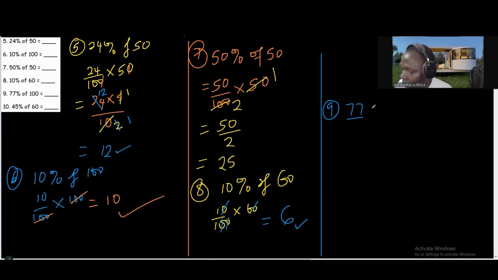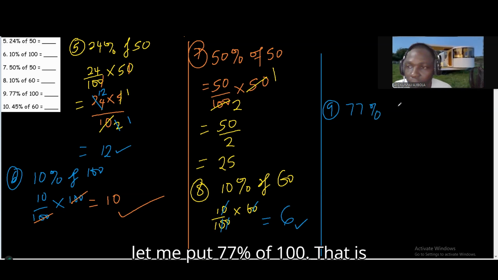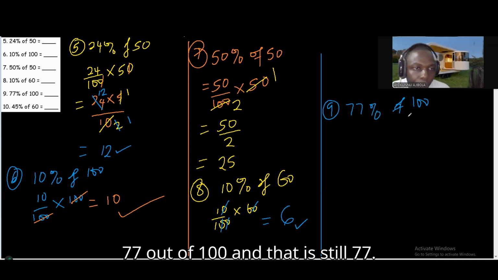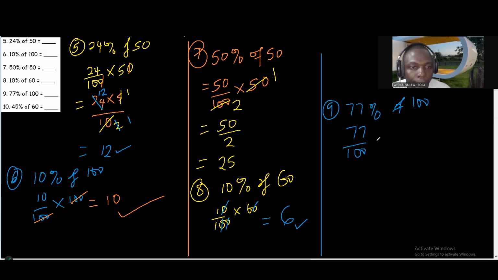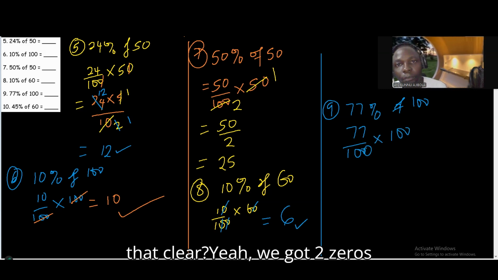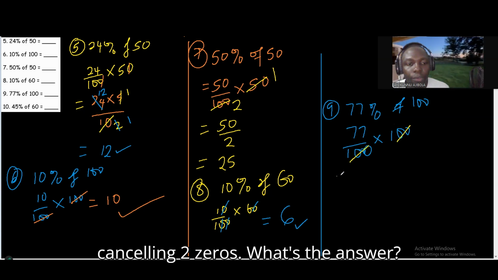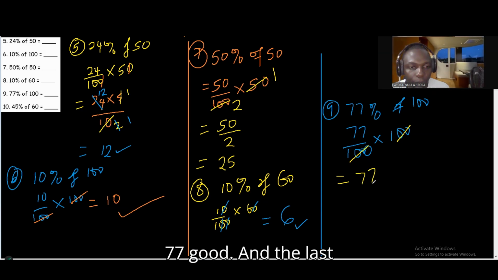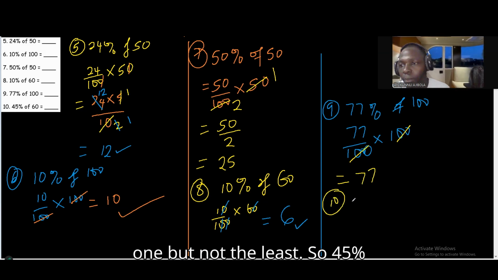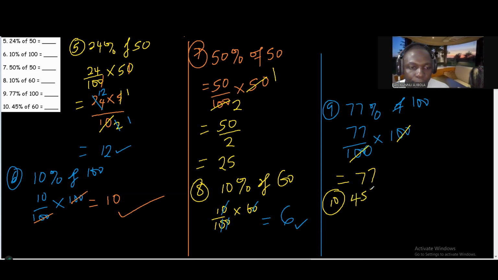77% of 100. That is 77 out of 100, and that is still 77. So we have 77 over 100 times 100. Is that clear? We got two zeros canceling two zeros. What's the answer? 77. Good. And the last one, but not the least.